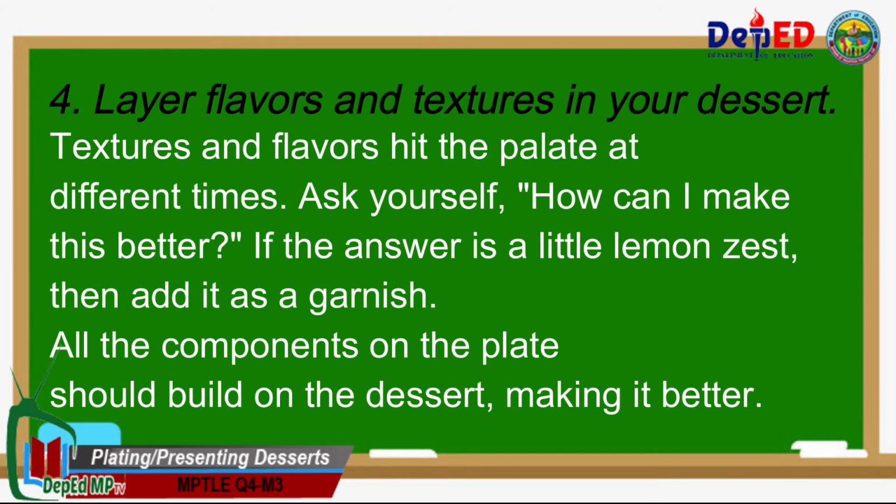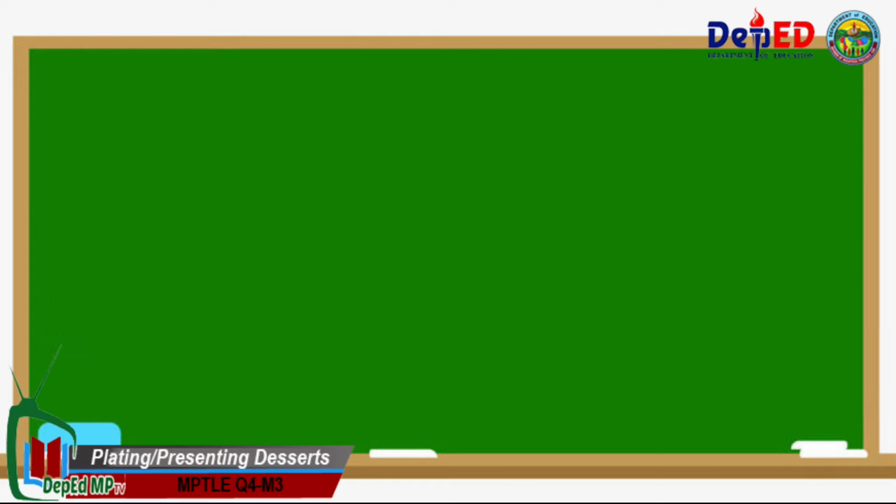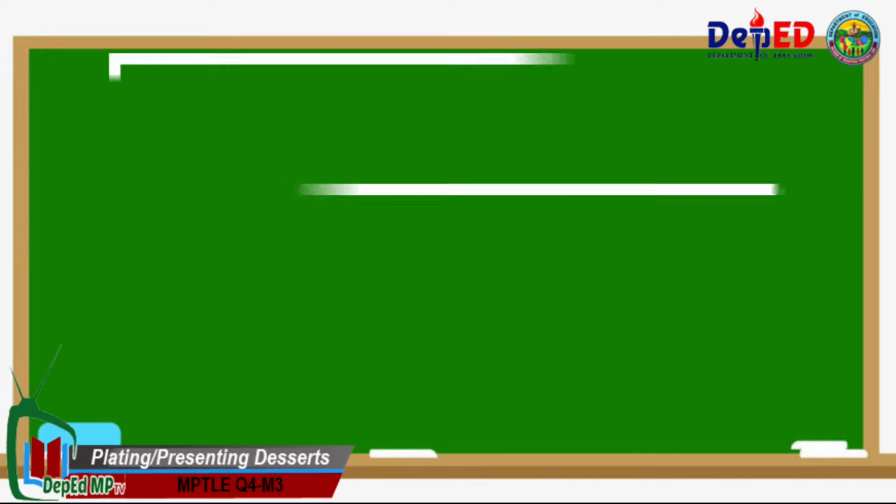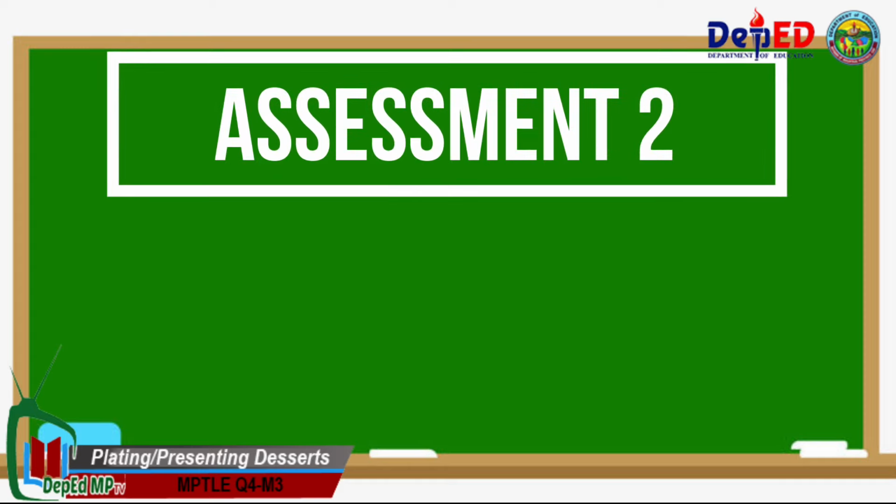Number 4. Layer flavors and textures in your dessert. Textures and flavors hit the palate at different times. Ask yourself, how can I make this better? If the answer is a little lemon zest, then add it as a garnish. All the components on the plate should build on the dessert, making it better. Alright, so those are the guidelines in plating desserts. Now, let us move on with the assessment 2.